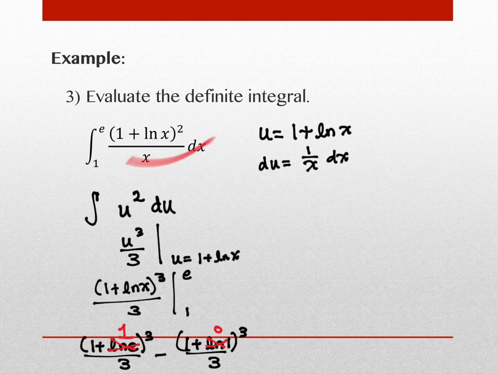2 cubed would be 8. So I have 8/3 at the beginning. I have 1 plus 0 is 1. 1 cubed is 1 over 3, so minus 1 over 3. And 8/3 minus 1/3 is 7/3. And this can also be seen in your calculator.